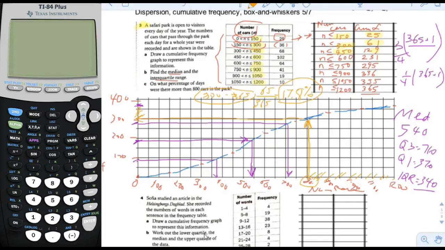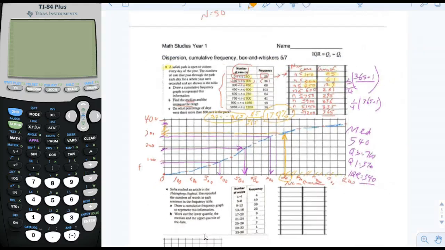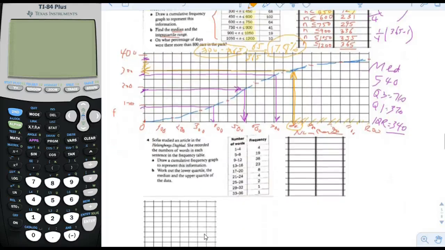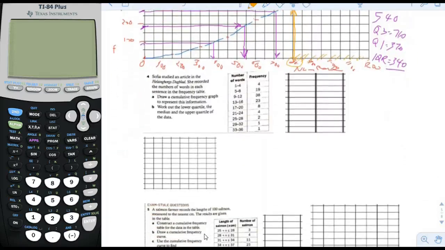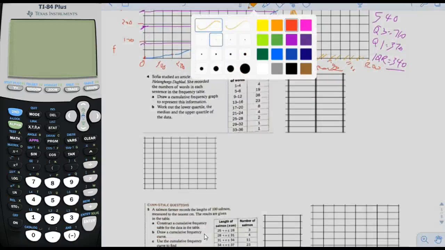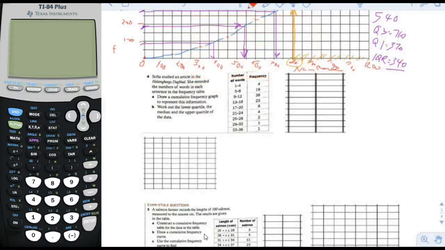Okay, I took a little bit more time on that one because it's our first one, but the others are just very similar. Let's go to the next one. Sophia studied an article in the Helsingborg Dagblad. She recorded the numbers of words in each sentence in the frequency table, and then draws a cumulative frequency graph to represent this information. Work out the lower quartile, the median, and the upper quartile of the data.